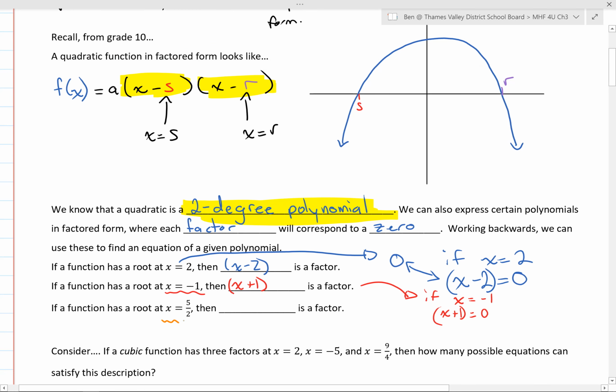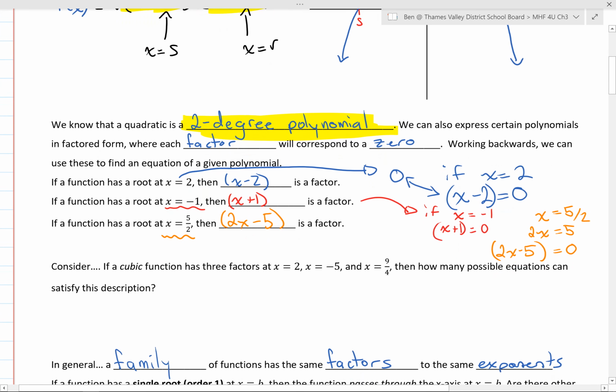And lastly, if a function has a root at x equals 5 over 2, where all of a sudden we're handling a fraction, then we have a factor. So that means that if x equals 5 over 2, then our function equals 0. We can rearrange this. That means 2x equals 5, and that is 2x minus 5 equals 0. So 2x minus 5, that's a factor that we're working with.